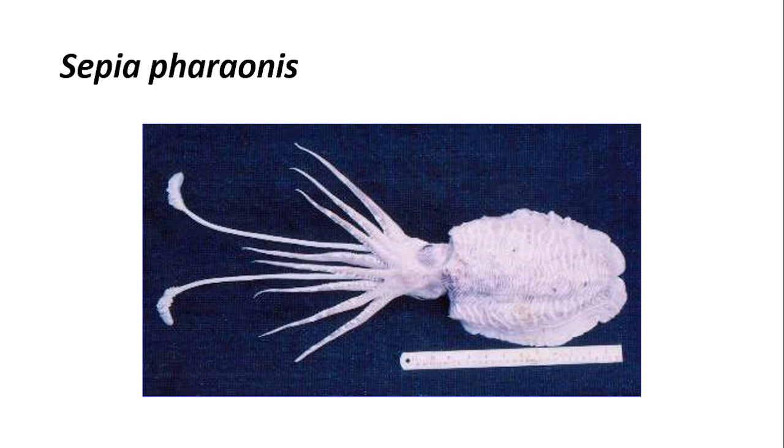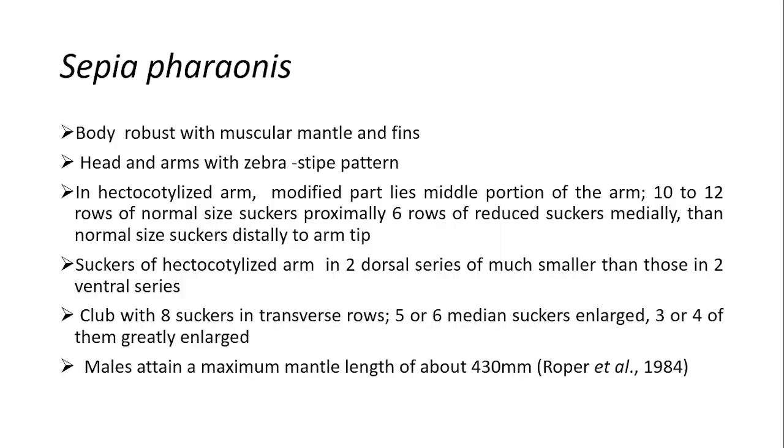The key characters of Sepia pharaonis: the body is robust with a muscular mantle and fins, and head and arms with zebra stripe patterns are present. In the hectocotylized arm, the modified part lies in the middle portion of the arms, with 10 to 12 rows of normal size suckers proximally, 6 rows of reduced suckers medially, then normal size suckers distally toward the arm tips. Suckers of the hectocotylized arm in the dorsal series are much smaller than those in the two ventral series. The club has 8 suckers in transverse rows, 5 or 6 medial suckers are enlarged, and 3 or 4 of them are greatly enlarged. The males attain a maximum length of about 430 millimeters.